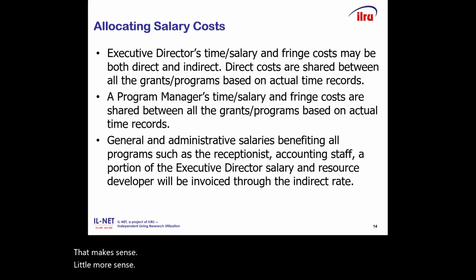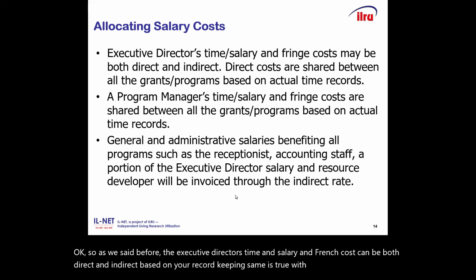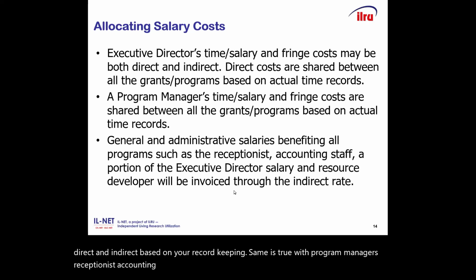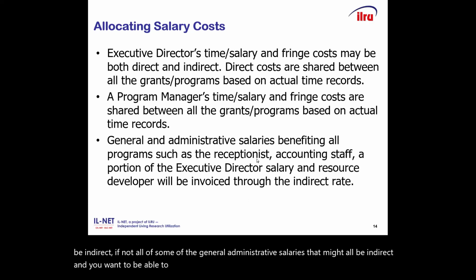Okay. So as we said before, the executive director's time and salary and fringe costs can be both direct and indirect based on your record keeping. Same is true with program managers, receptionists, accounting staff. Some of that is going to be direct, maybe. Much of it is going to be indirect, if not all of some of the general and administrative salaries. That might all be indirect. And you want to be able to split it out so that each grant bears its fair share.